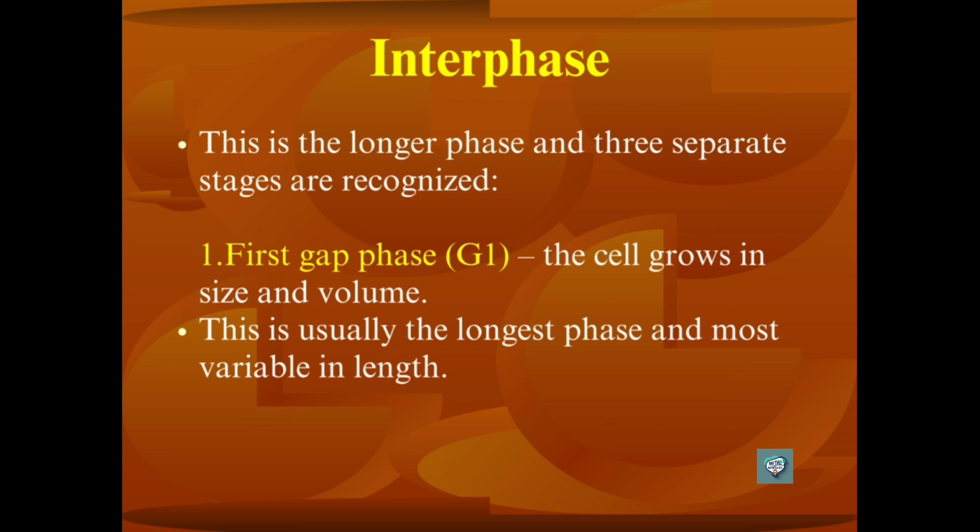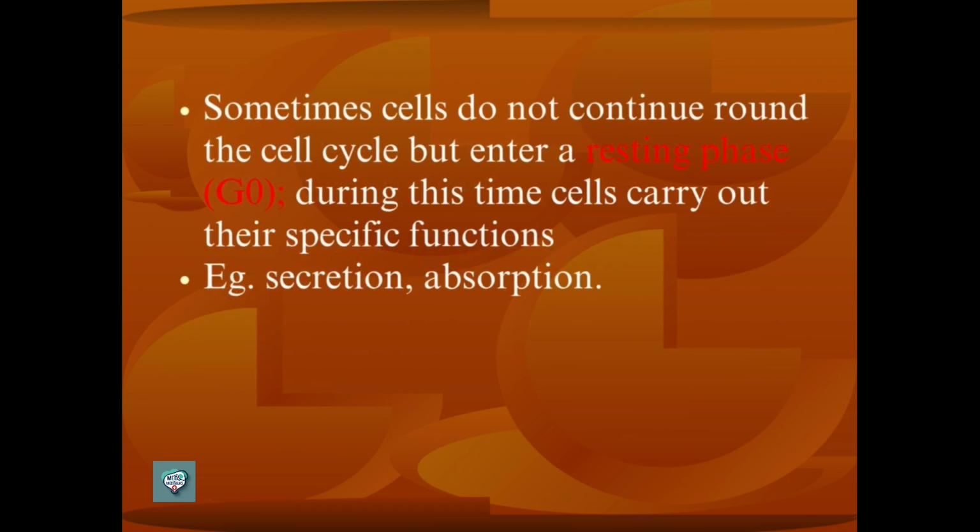1. First gap phase, G1. The cell grows in size and volume. This is usually the longest phase and most variable in length. Sometimes cells do not continue round the cell cycle, but enter a resting phase, G0. During this time, cells carry out their specific functions, e.g.